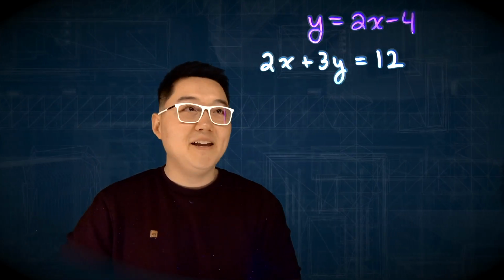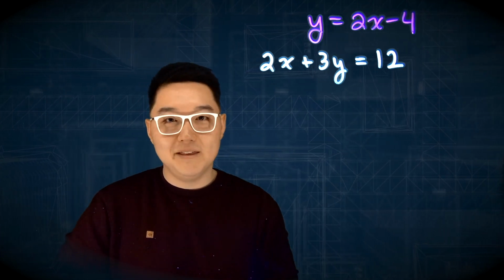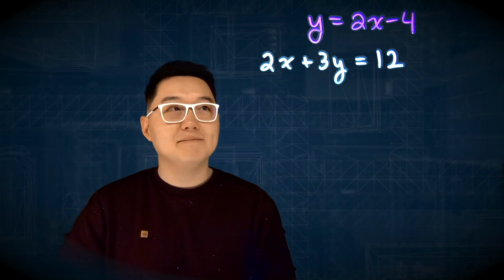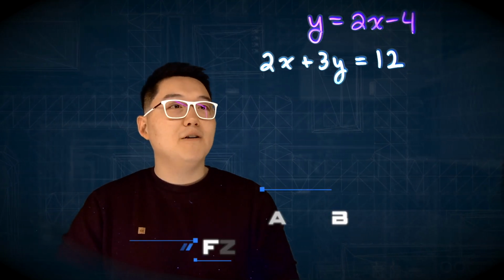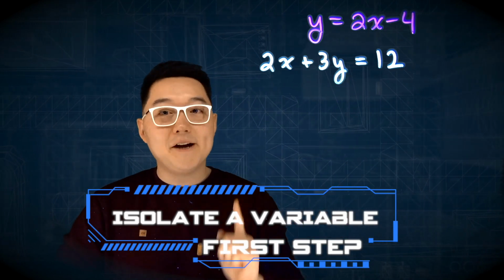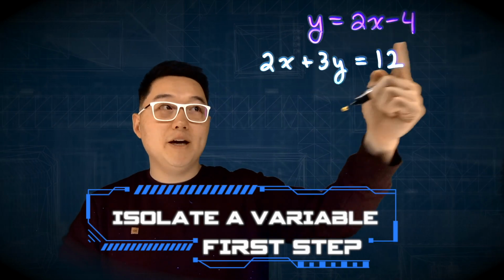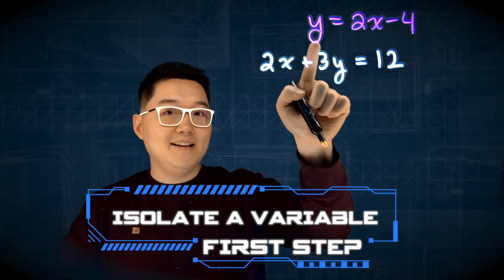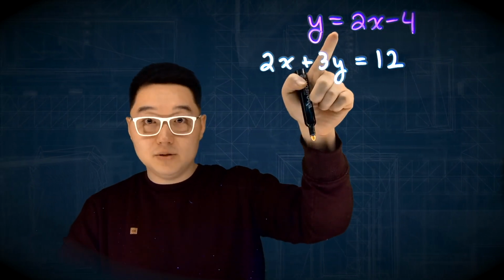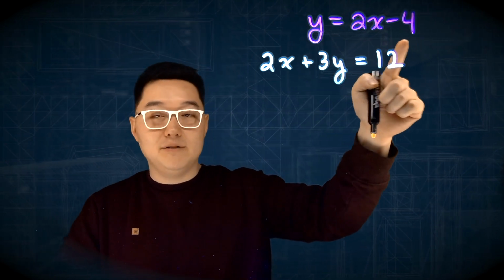Okay, so here's the exact same example, but this time we're going to use the substitution method to figure out when these two lines intersect, or the solution point. The first step is to make sure that one of these two equations has a variable isolated. In this example, we already see one equation with y isolated. y is already solved for. What is y equal to? y is equal to 2x minus 4.